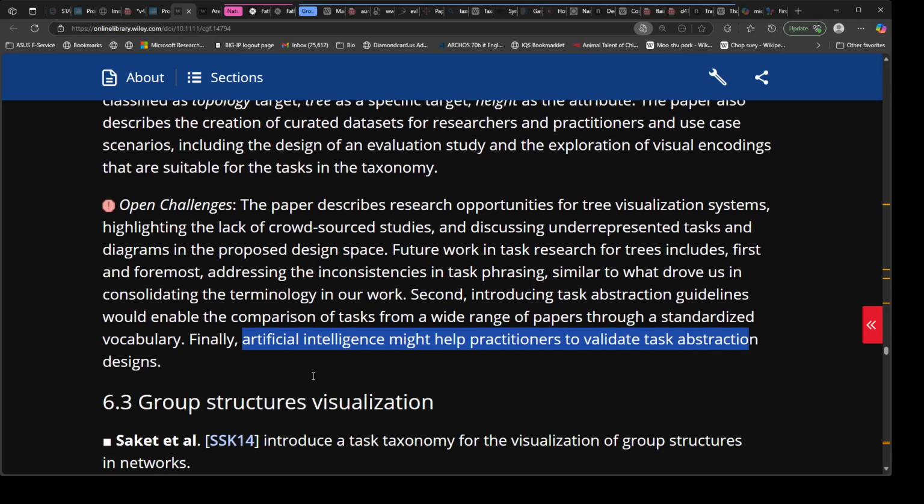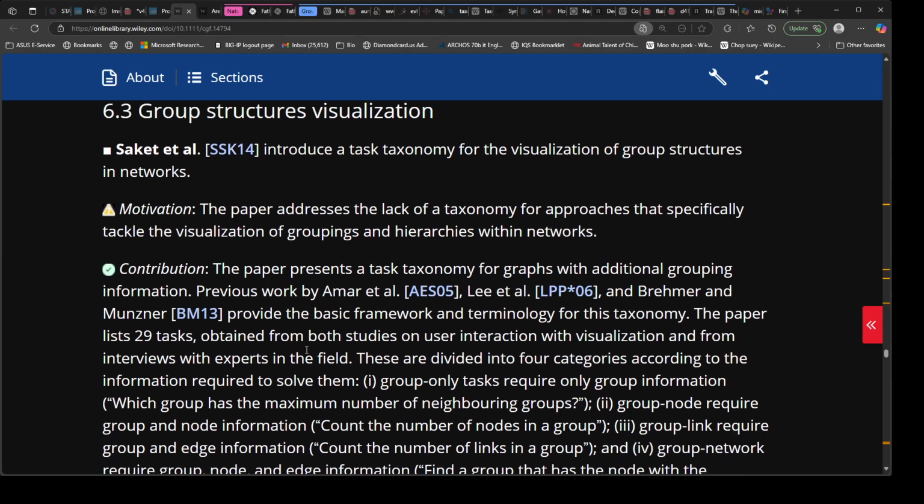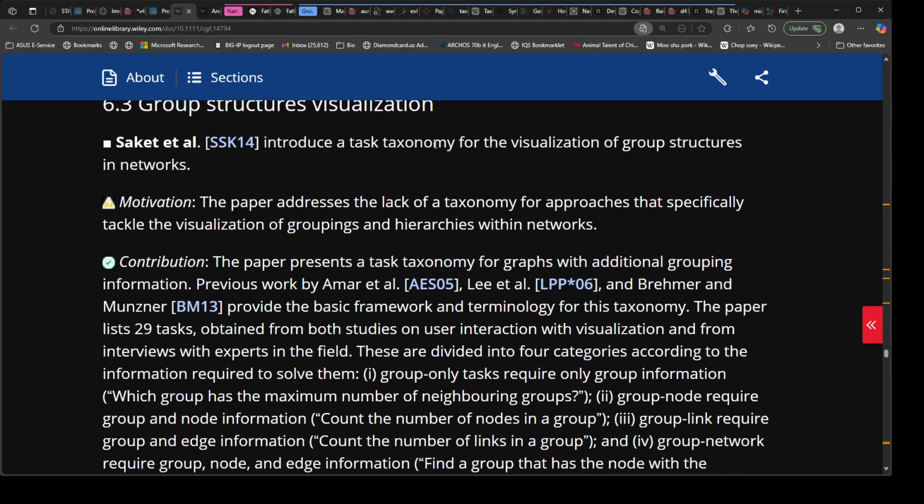6.3 Group Structures Visualization. Saket et al. [SSK14] introduce a task taxonomy for the visualization of group structures in networks. Motivation. The paper addresses the lack of a taxonomy for approaches that specifically tackle the visualization of groupings and hierarchies within networks. Contribution. The paper presents a task taxonomy for graphs with additional grouping information.